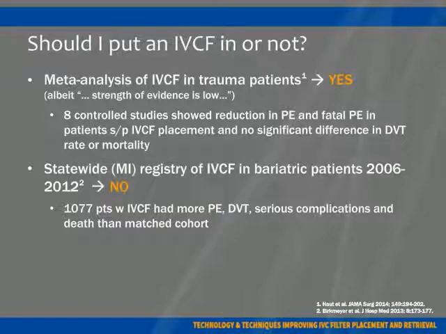So the question is, who should we put a filter in? Well, as we go back and see all these different guidelines, it really depends on what literature you look at. A huge meta-analysis was done of filter placements in trauma patients, and although the strength of the evidence was low, it suggested maybe you should put them in. That was in JAMA. But in Michigan, a large registry in bariatric patients suggested no. We're asked to put these in bariatric patients constantly, almost daily. We don't do that nearly as much as we're asked, but we are asked all the time.